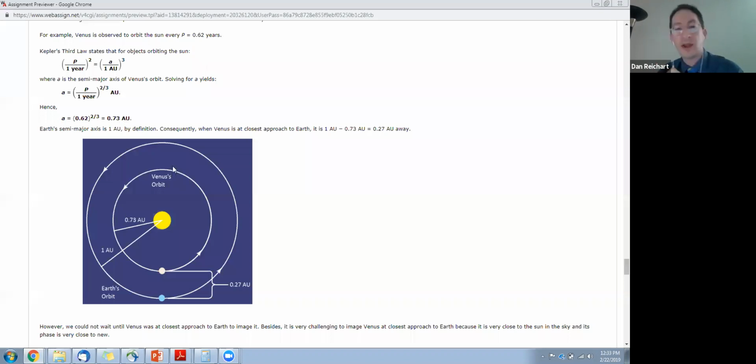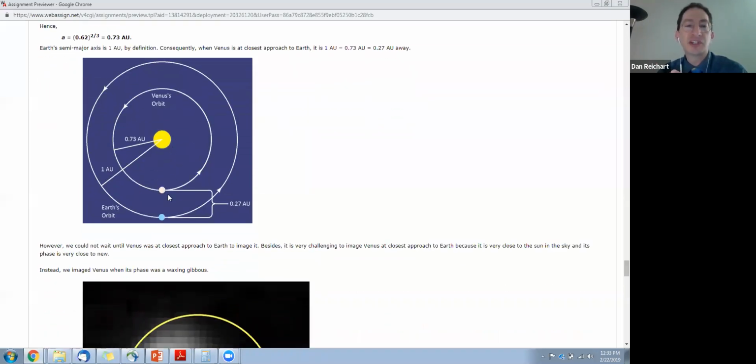We're by definition 1 AU. So at closest approach, there's a difference of 0.27 AU. So if you can measure the parallax of Venus at closest approach in kilometers, you know that 0.27 AU is that number of kilometers. And we do this in class. It's like 1 arc minute of parallax at closest approach.